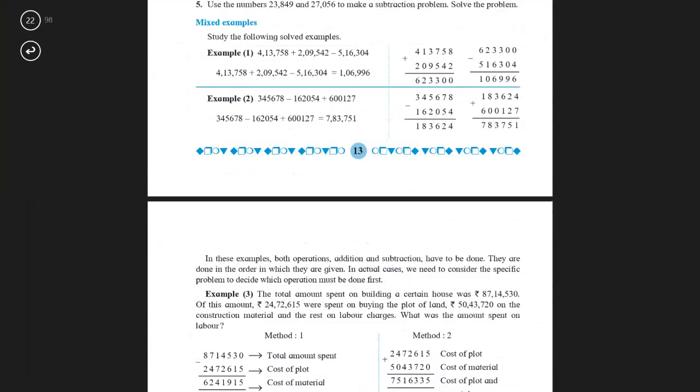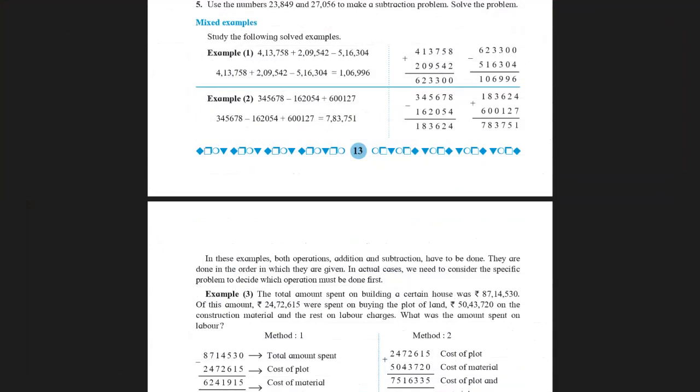Hello children. Today we begin with the last part of this lesson, that is mixed examples. In mixed examples, you are going to have sums wherein you may have to add two numbers and then subtract, or subtract two numbers and then add. So you will have both addition and subtraction mixed in your questions.